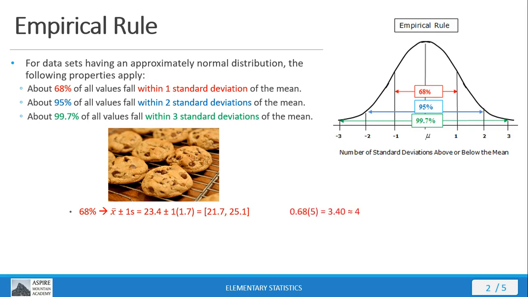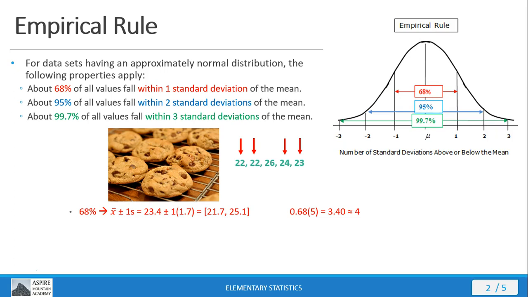Well, we had 5 cookies in our sample. 68% of 5 is 3.4. Since we don't count partial cookies, we're going to round that up to 4. Do we have 4 values in our data set that are between 21.7 and 25.1? Well, here's our data set of chocolate chip counts from our sample of 5 cookies. And indeed we see that 4 of the 5 values reside between the bounds predicted by the empirical rule.